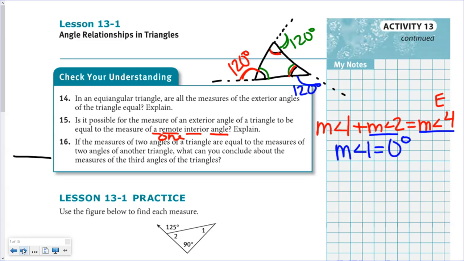For number 16, if you have two angles of a triangle that are equal to the measure of two angles of another triangle, what do we know about the third pair of angles? The measures of those third angles are going to have to be congruent. They're going to have to be equal. If we know this angle and this angle, this third pair of angles is going to have to be congruent.